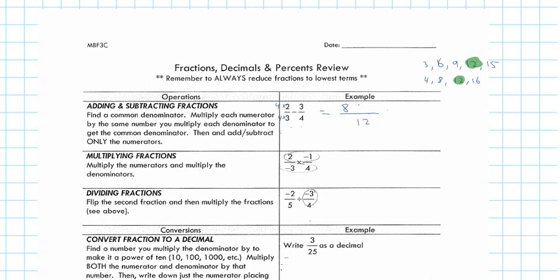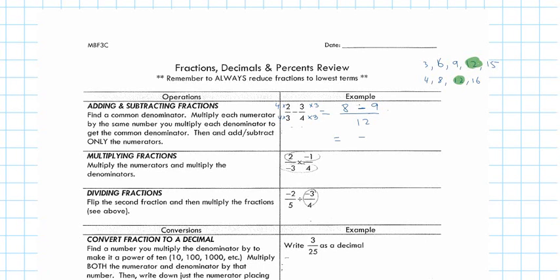Okay? What do I multiply 4 by to give me 12? 3. So I have to multiply 4 by 3 to give me 12. I do the same to the top. Okay? So I have to multiply 3 by 3, which is 9. Okay? So now all I have to do is subtract my numerators. So 8 take away 9, right? And that gives me negative 1 over 12.